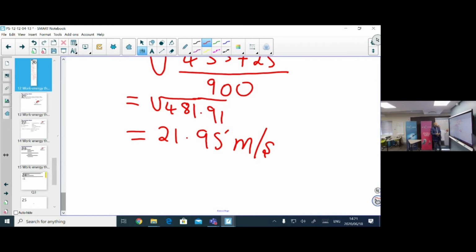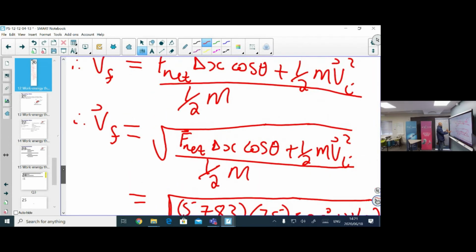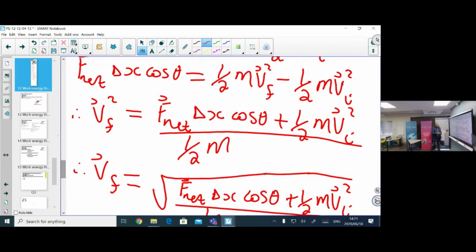Okay, we got our final velocity. All the time you have to check whether you have done the correct substitution before you move to another question.